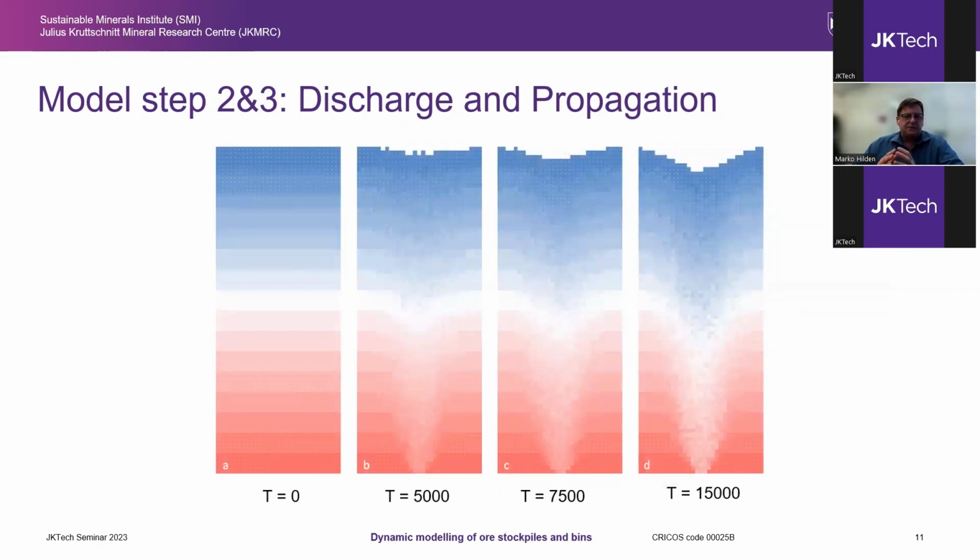Here's a cross-section through a 3D simulation that starts with layered bands. And if we discharge over many time steps without adding new feed, we get this movement of ore that resembles a column of mass flow, but with a degree of mixing. And this is similar to what we see in granular bin flow experiments with free-flowing materials.